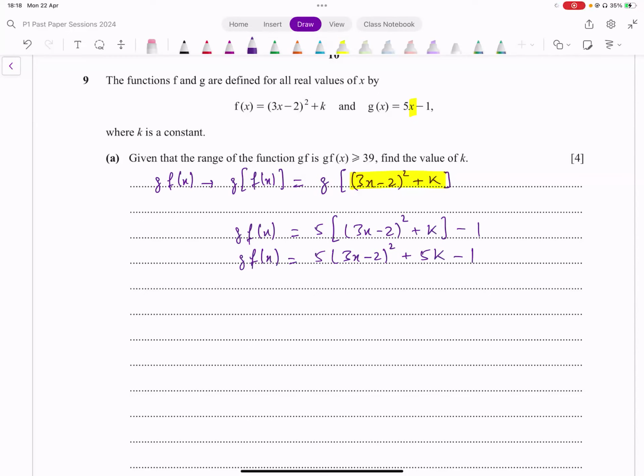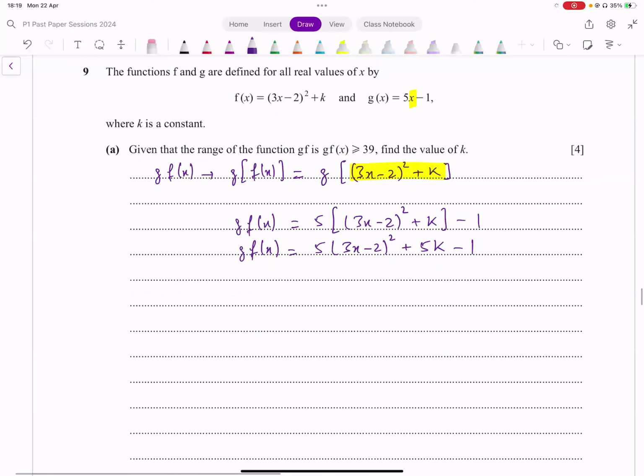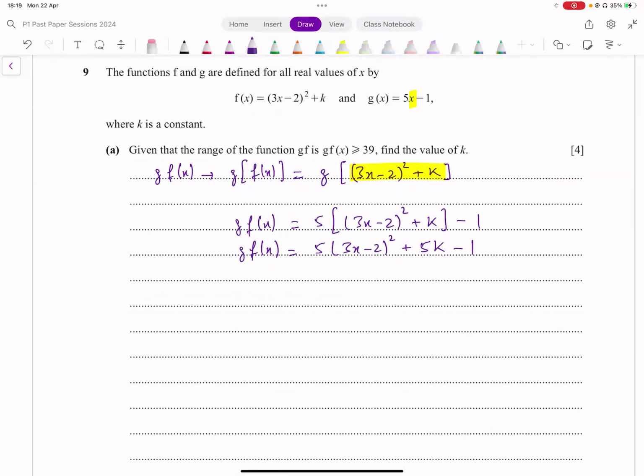And now you see, what are they saying? They're saying the range of this function is greater than or equal to 39. That means the y values of this function have to be 39 or above. Now it's a quadratic function. How do you find range of quadratic functions? You have to think of the sketch of the graph, right? And see how that looks like. And look at the domain of the function. What's the domain of the function?